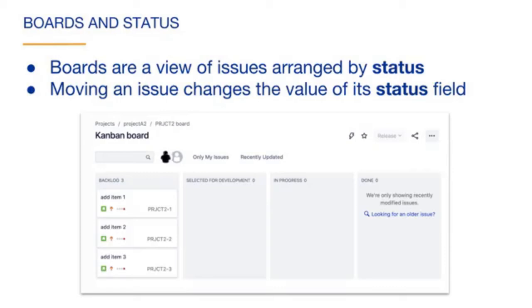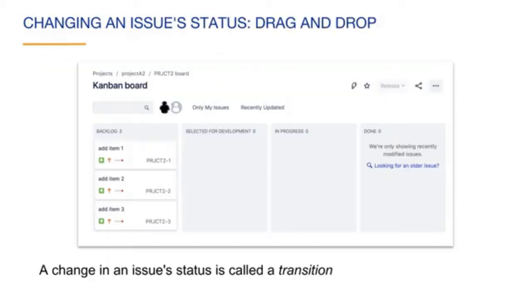We are now in a better position to understand boards. Boards are views of issues arranged by status. When you move an issue to a different column in the board, you are changing the value of its status field.